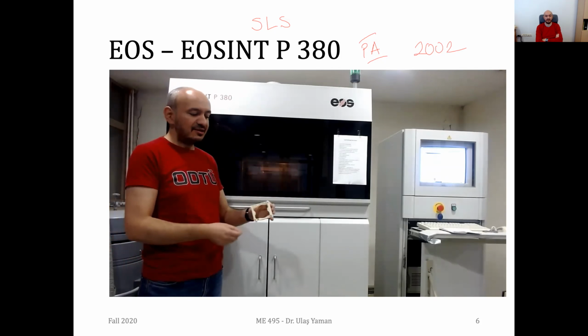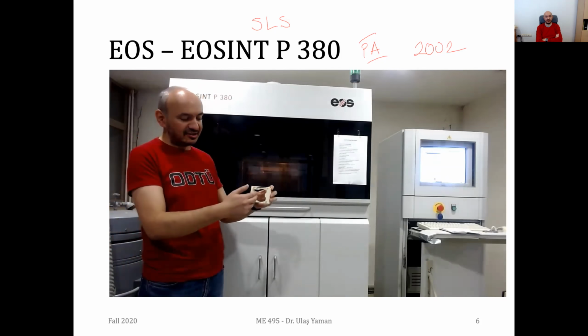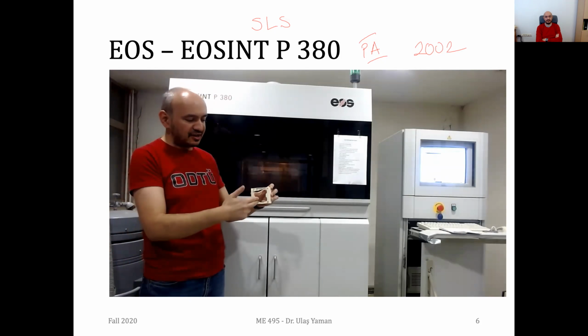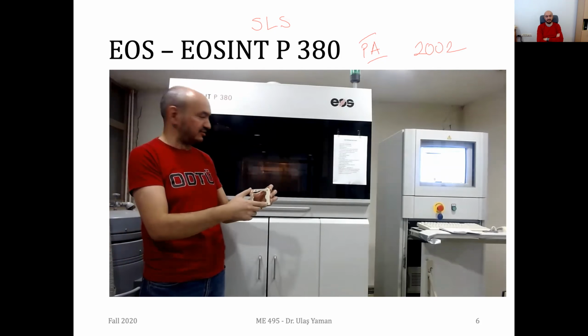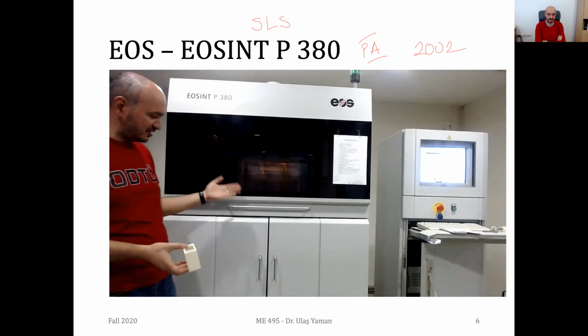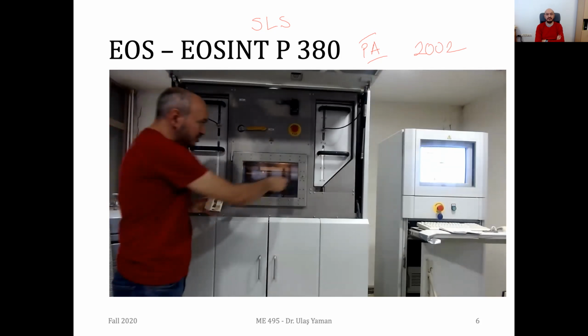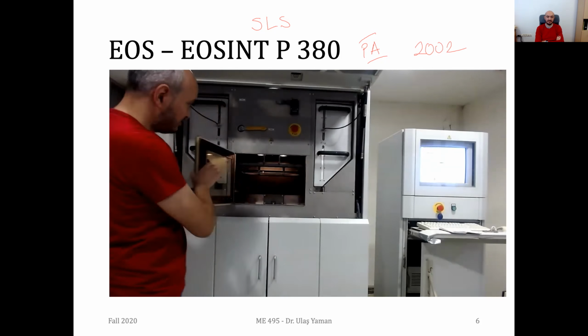Since the powder inside the bed is supporting the upper layer, you don't need to have such support structures. And I'm going to show you the interior of this machine briefly. This is the upper side. We have the building chamber here. This is the building chamber.